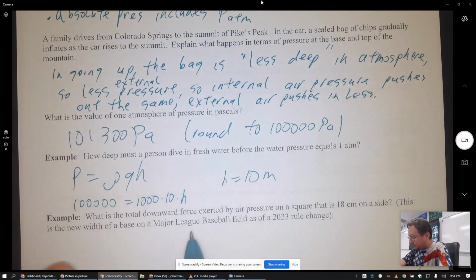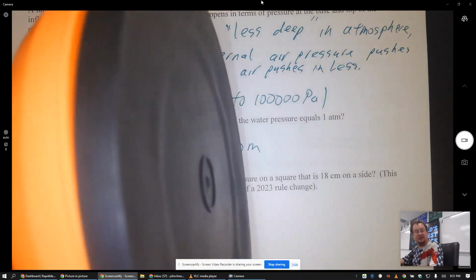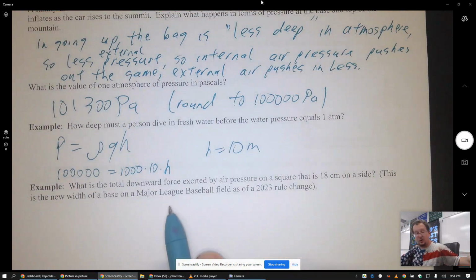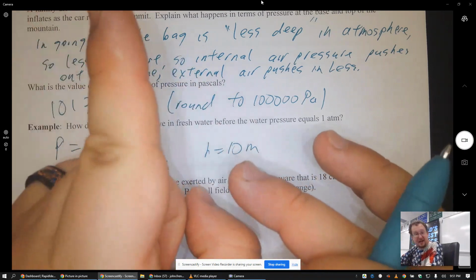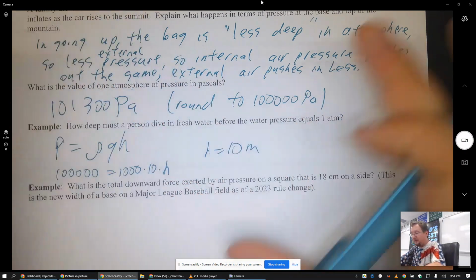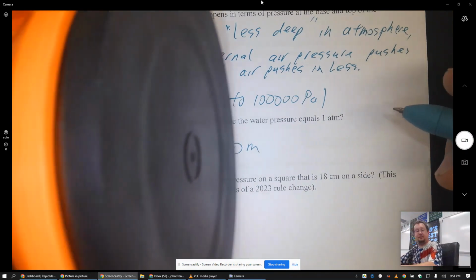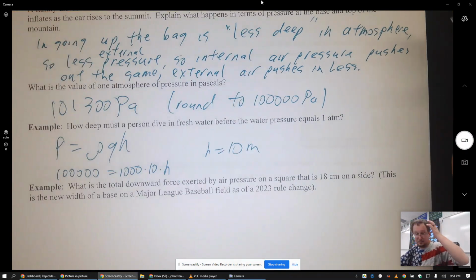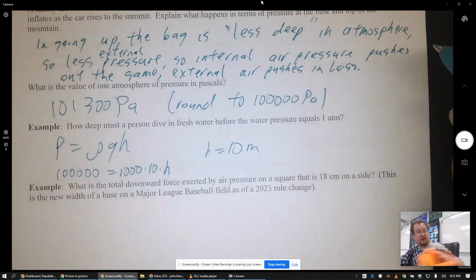What is the total downward force exerted by air pressure on a square that's 18 centimeters wide? Let me just tell you, a lot of students do this demo with a suction lifter using an actual rubber base, like the rectangular bases in baseball, the square ones. They'll drill a little hole in it, stick a mass hanger through the little hole, seal it down and lift it up. I thought that was pretty cheap. People use these things to move windows, right? You can see the spring in there, like I promised.